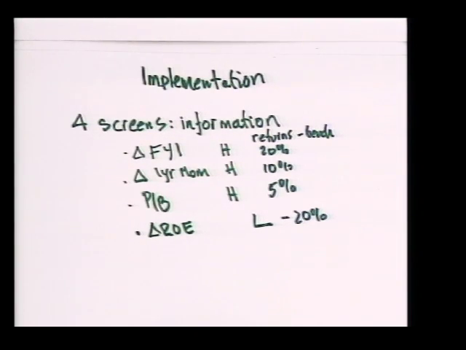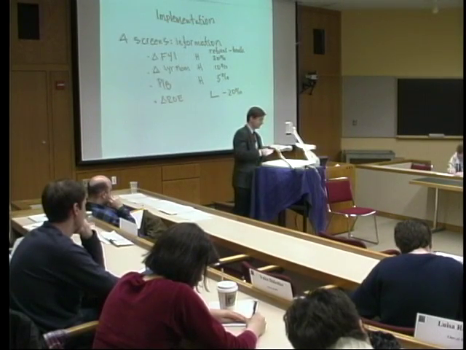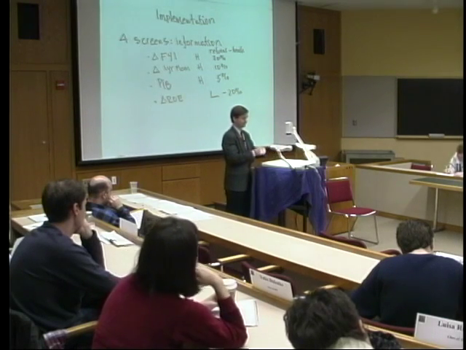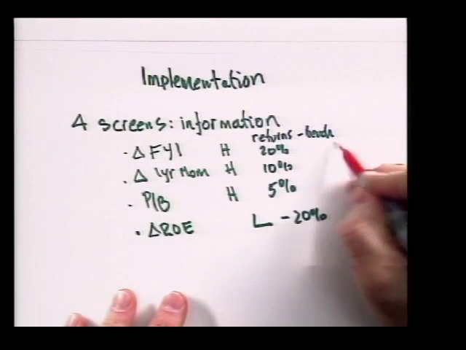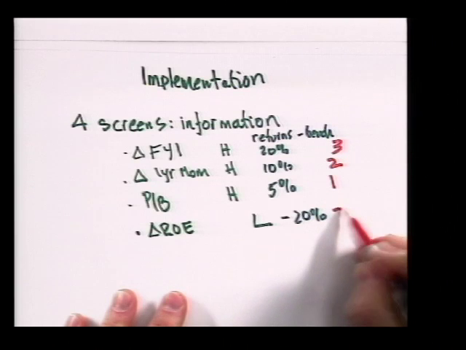The simplest way to do this is to assign some subjective score. When we look at this, it looks like the change in FY1 is the best screening factor. And let's specify some sort of scoring based on a scale of -3 to +3. So I'm going to assign a 3, a 2, a 1, and a -3.